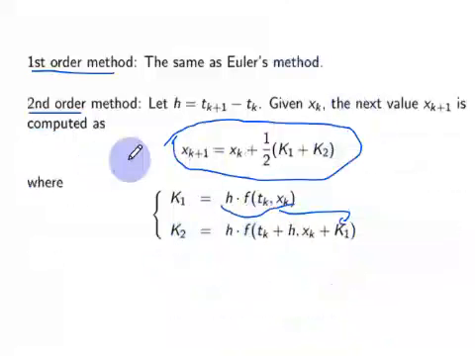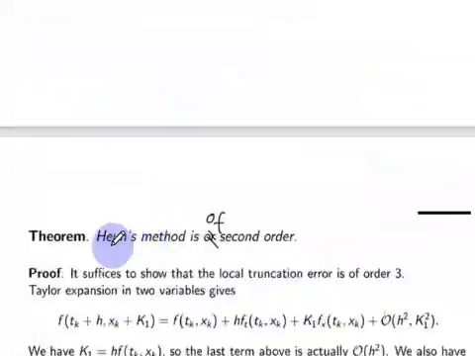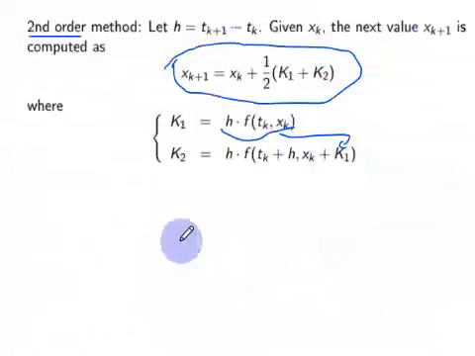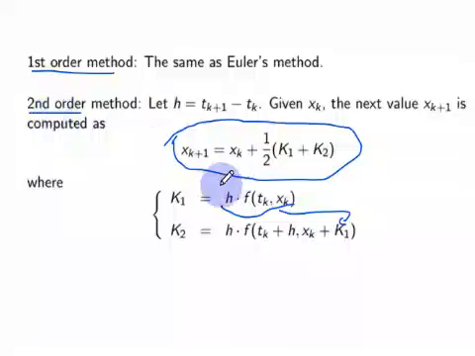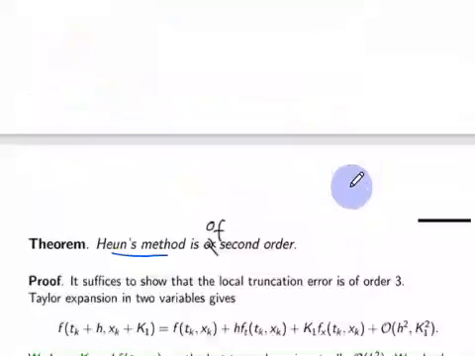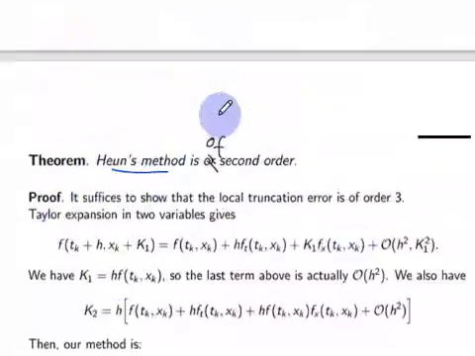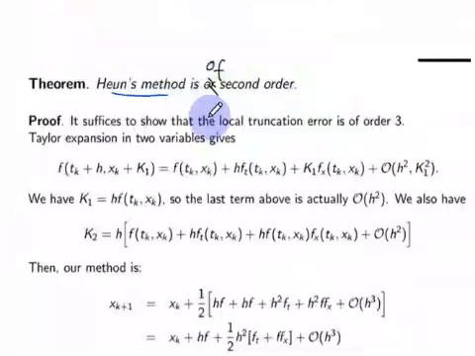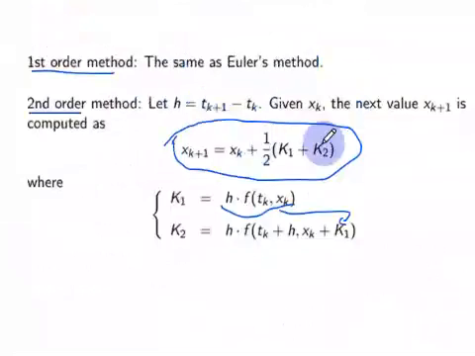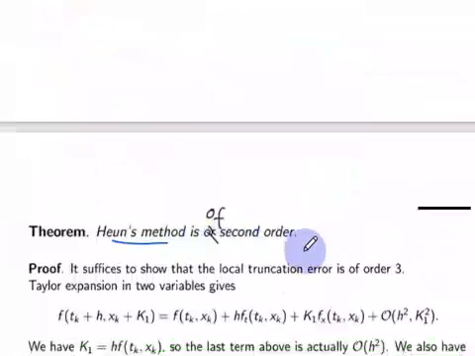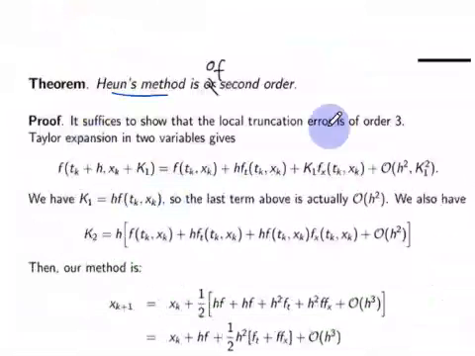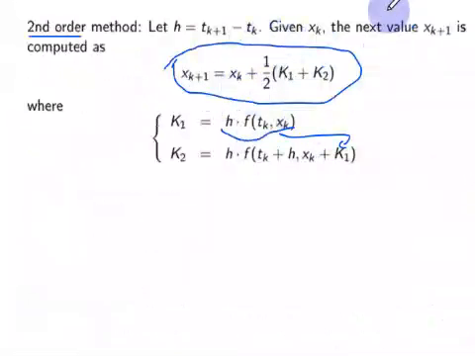So this is the second order method. This is also called Heun's method. The second order method is called Heun's method, though that name is not that important. So this method is of second order. We are going to prove this method is of order 2. So how do we do that? Let's see how we prove this method is second order.